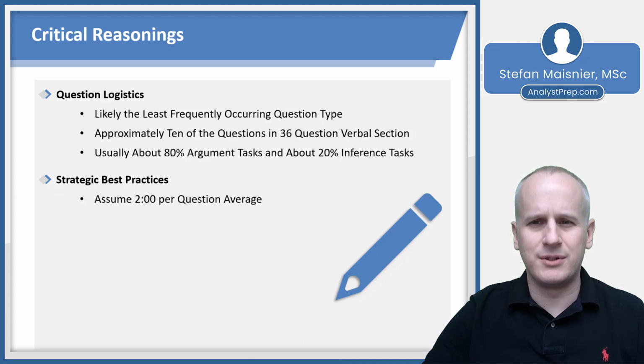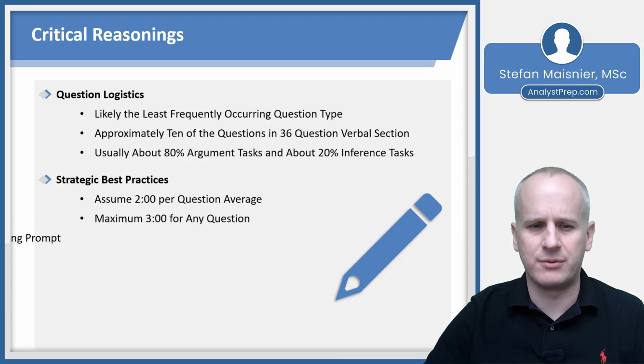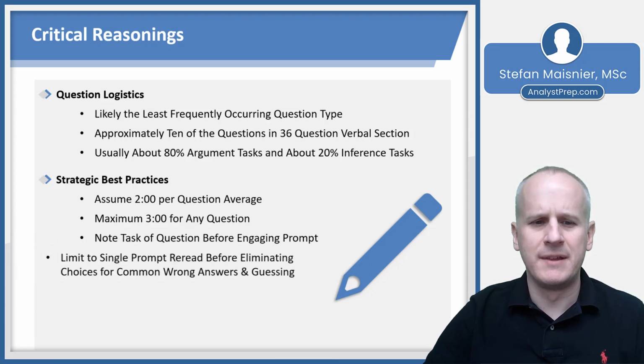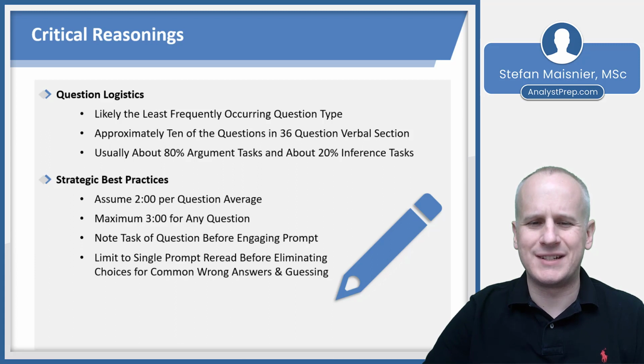Strategically, we want to assume about 2 minutes per question on average for critical reasonings, the longest average question time on the section because there's just details that you have to note for these questions. You're going to have a pretty hard stop at 3 minutes for any critical reasoning question. You want to note the task of the question before engaging your prompt. And you have to limit yourself to a single reread of that prompt before moving to eliminating for common wrong answers and guessing.